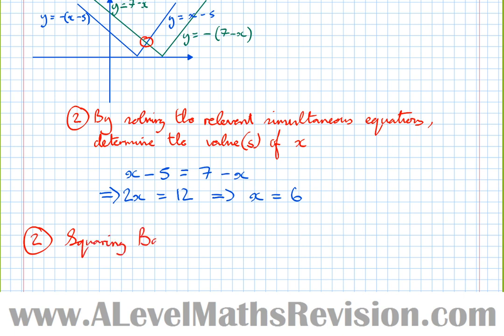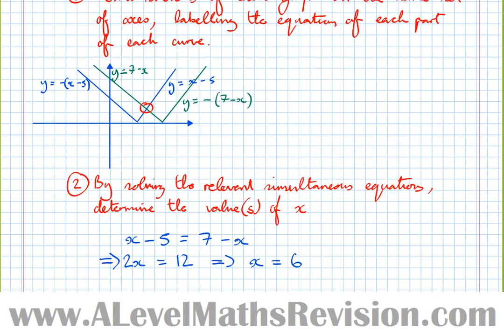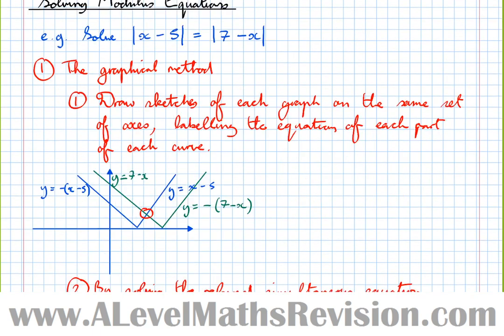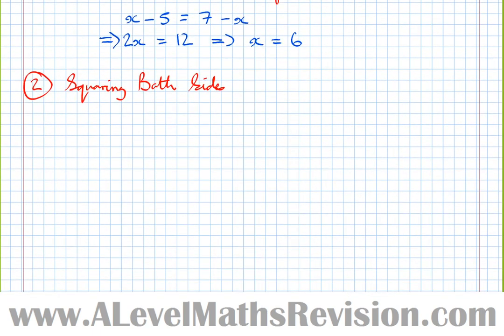Squaring both sides. So let me just remind myself what the question was. x minus 5 and 7 minus x. So mod of x minus 5 equals mod of 7 minus x. So I'm sure you can guess what step 1 is. Square both sides.